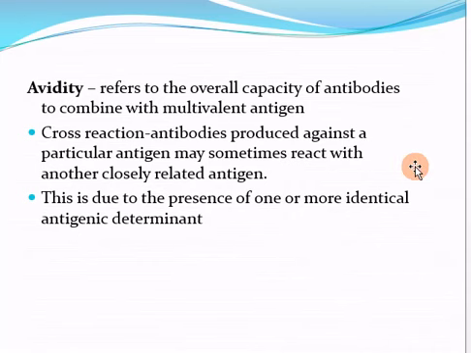Now avidity refers to the overall capacity of an antibody to combine with multivalent antigens. When the antigen has many sites for binding antibody, then many antibodies bind on the same antigen at times. This is not all the time, this is at times. So this is called the multivalent ability of an antigen, where it can combine with many antibodies. Otherwise, normally the antigen will have a specific antibody.